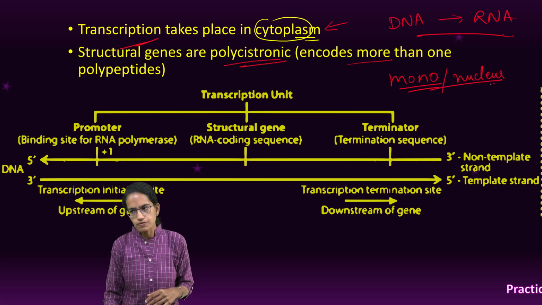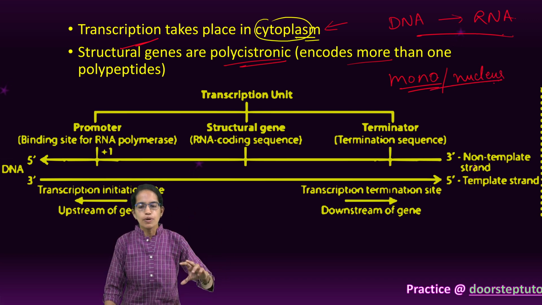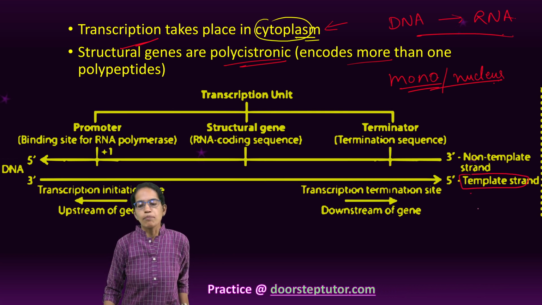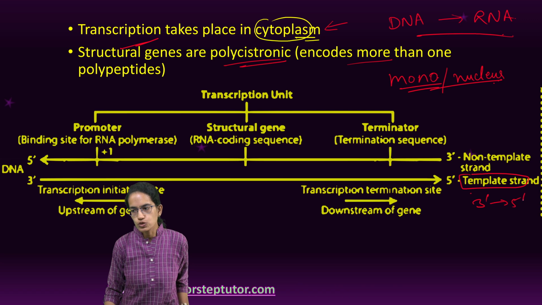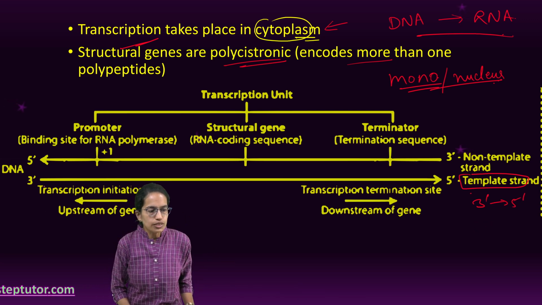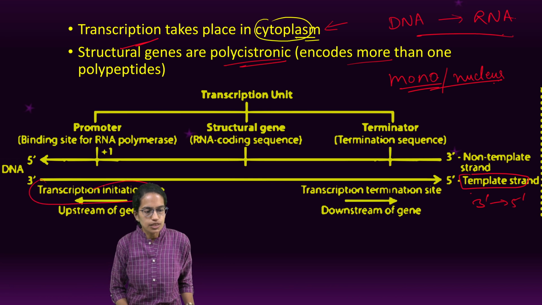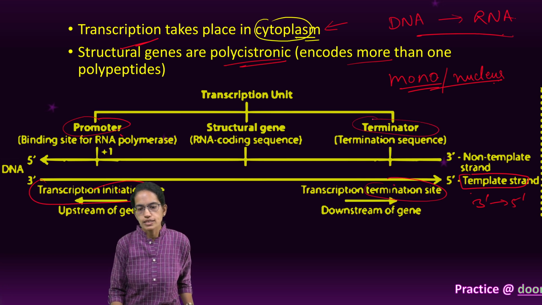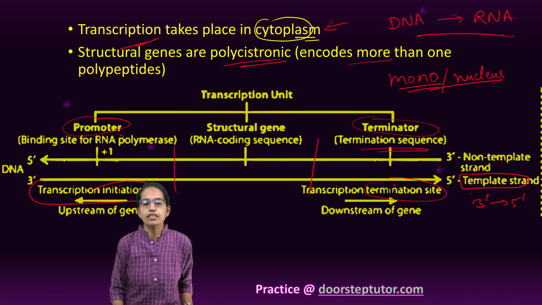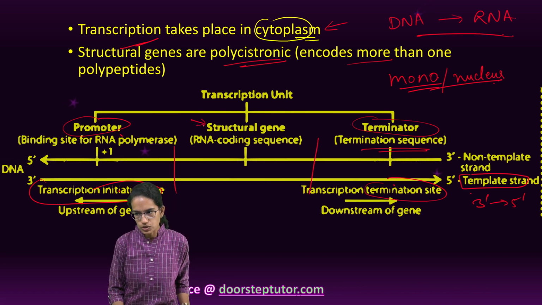So that is another major difference. Now, when we talk about transcription, there are two strands. One is the template strand. The template strand runs from 3' to 5', and that is its polarity. Towards the 3' end is the transcription initiation region, where we have the promoter. Towards the other end is the termination site, which is called the terminator or the termination sequence. In between is the RNA coding sequence, which is known as the structural gene.